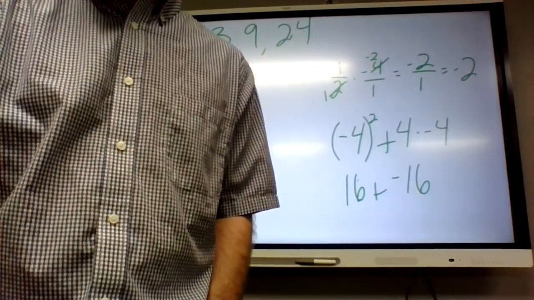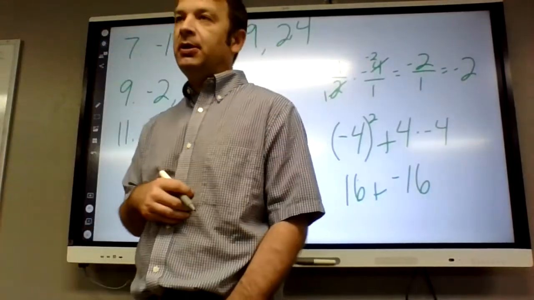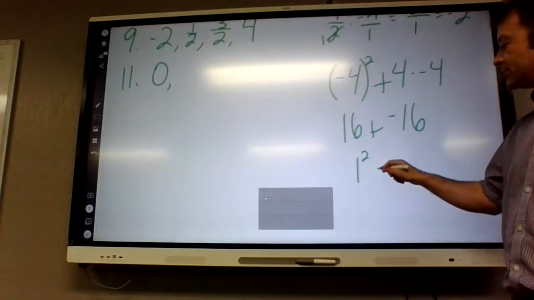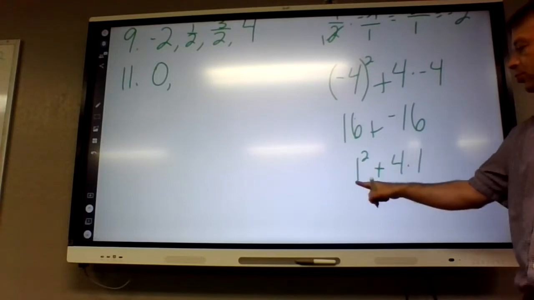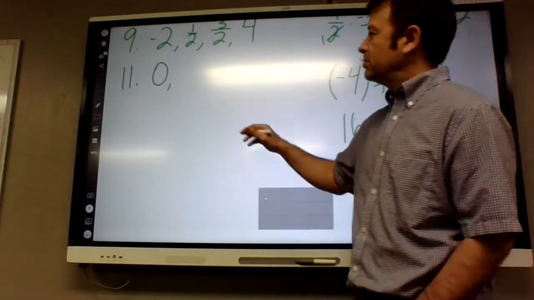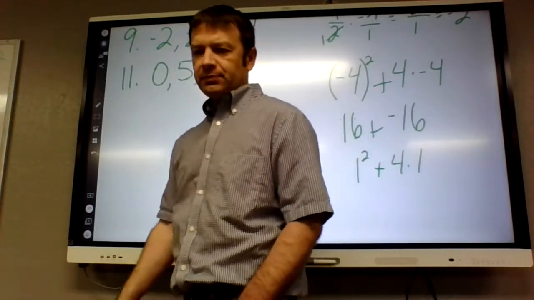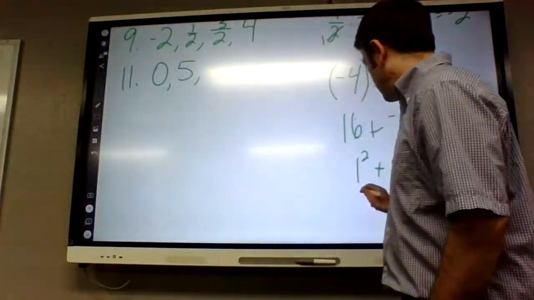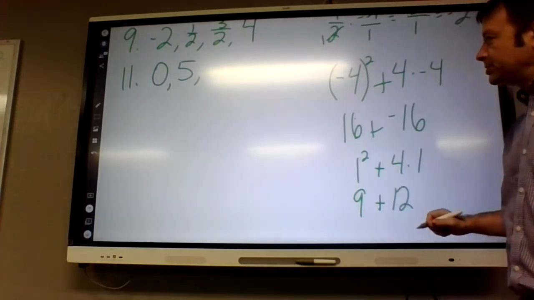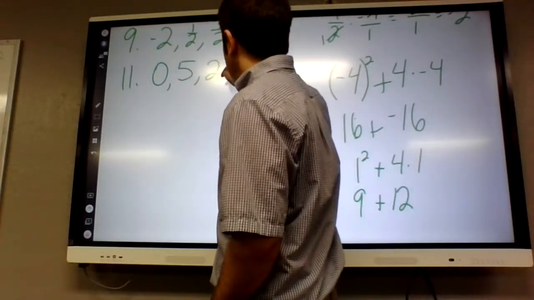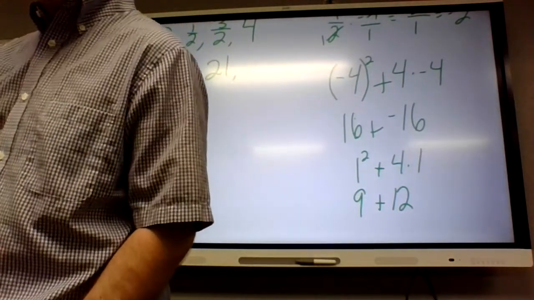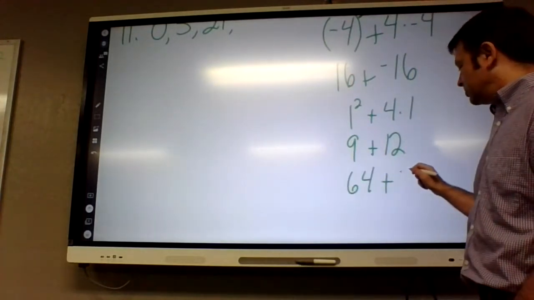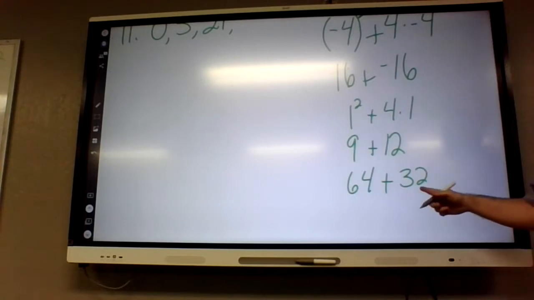Okay, number 11, I'm plugging in 1. So what's 1 squared plus 4 times 1? 1 squared is 1 times 1, so it is 1. So it's 1 plus 4, which is 5. And if I plug in 3, what's 3 squared? 9. What's 4 times 3? 12. 9 plus 12 is 21. And then 8. What's 8 squared? 64. What's 4 times 8? 32. 64 plus 32 is 96.